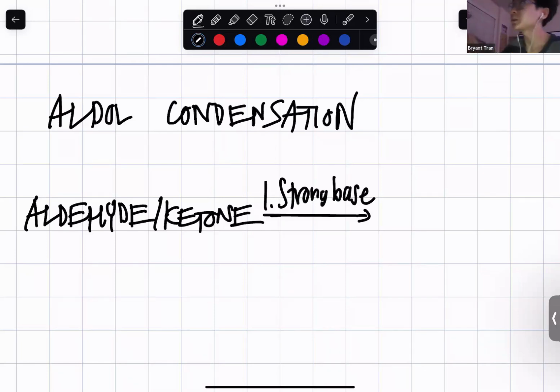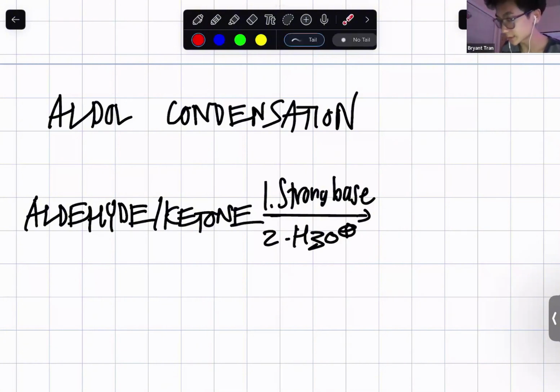Right? Do you need acid workup for this step? For this reaction? Let's see. Yes, you need acid workup for this as well. Second step, acid workup, which is usually H3O plus. You can see HCl or H2SO4 as well, but usually H3O plus acid workup.